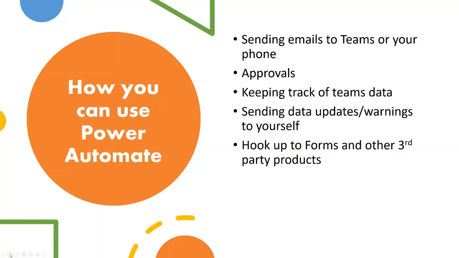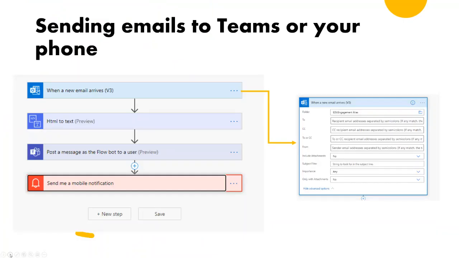So I'm going to talk through a few different examples. The first one is sending emails to Teams or your phone. For me personally, I am bad at checking my email. I admit it. And so I like things to go to Teams. It's easier for me. I'm checking Teams throughout the day a lot more frequently than I'm checking email. So if I'm getting important emails, let's say from my manager, or if someone sends to a certain alias that I find important in email, then I want to send it to myself in Teams.